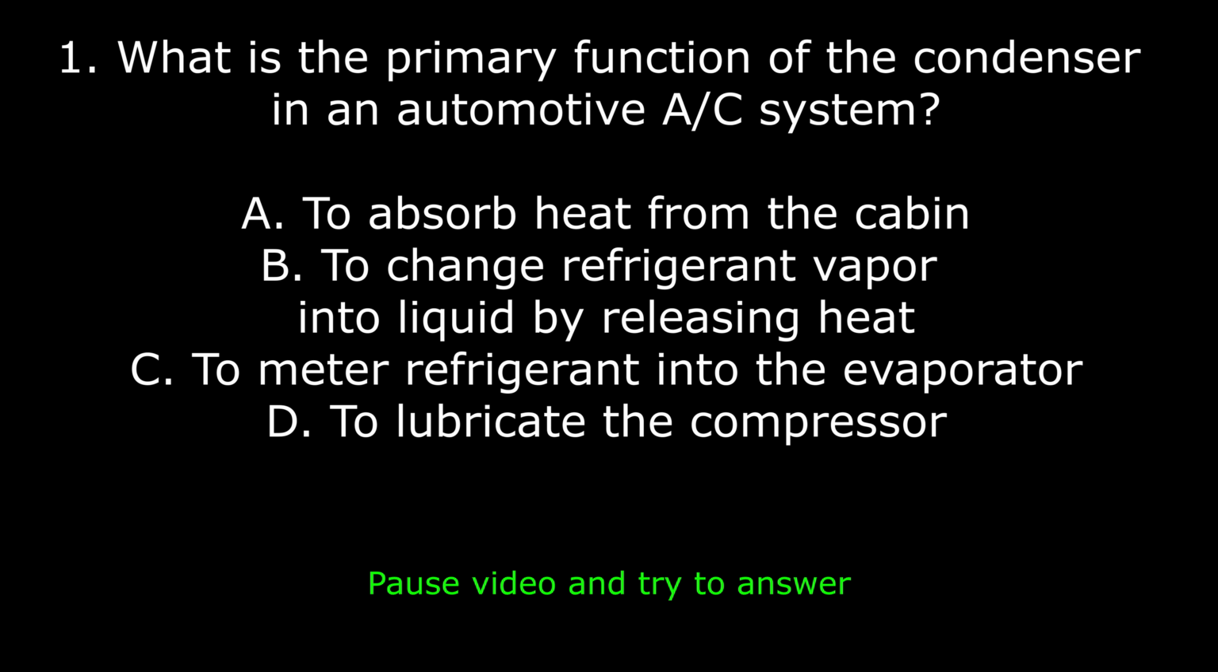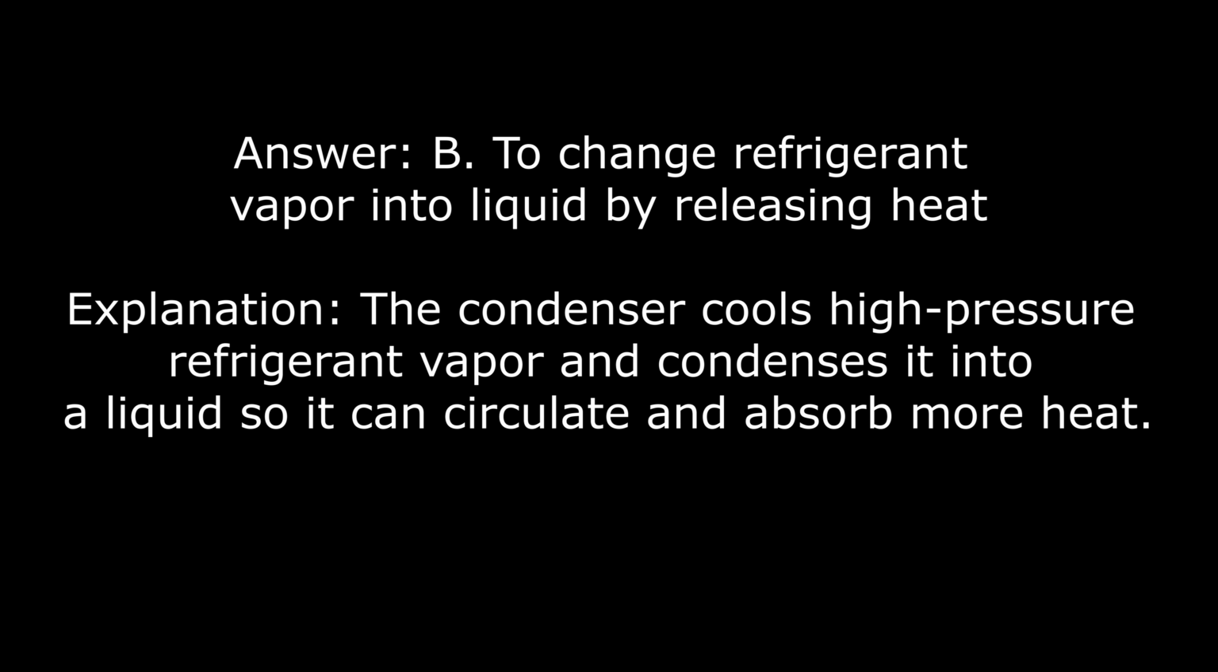1. What is the primary function of the condenser in an automotive AC system? A. To absorb heat from the cabin. B. To change refrigerant vapor into liquid by releasing heat. C. To meter refrigerant into the evaporator. Or D. To lubricate the compressor. Answer: B. To change refrigerant vapor into liquid by releasing heat.